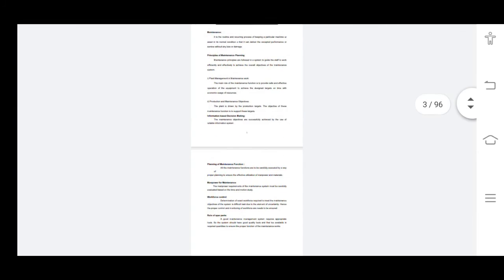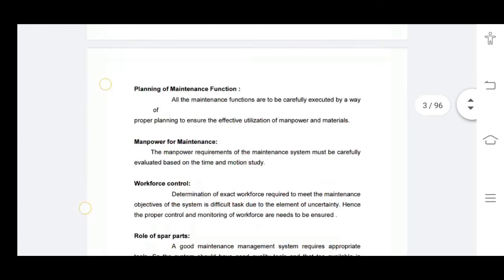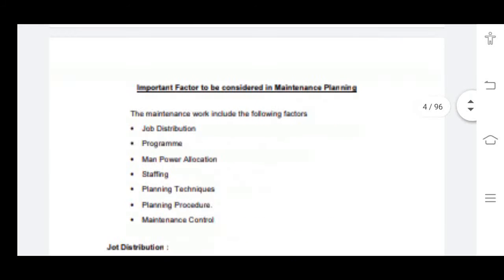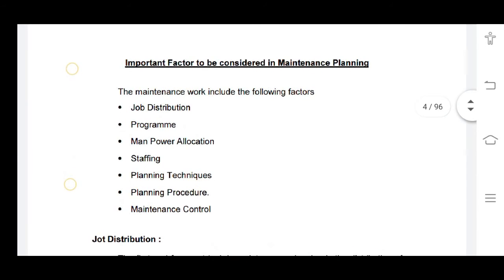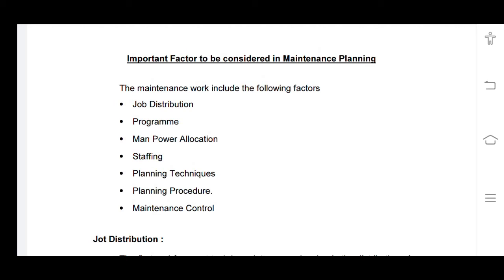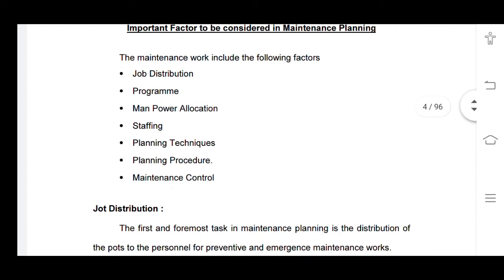After that there is an important concept: the important factors to be considered in maintenance planning. What are these important factors? As you can see in your slides, maintenance planning includes the following factors: job distribution, program, manpower allocation, staffing, planning technique, planning procedure and maintenance control. So these are very important factors in maintenance planning.